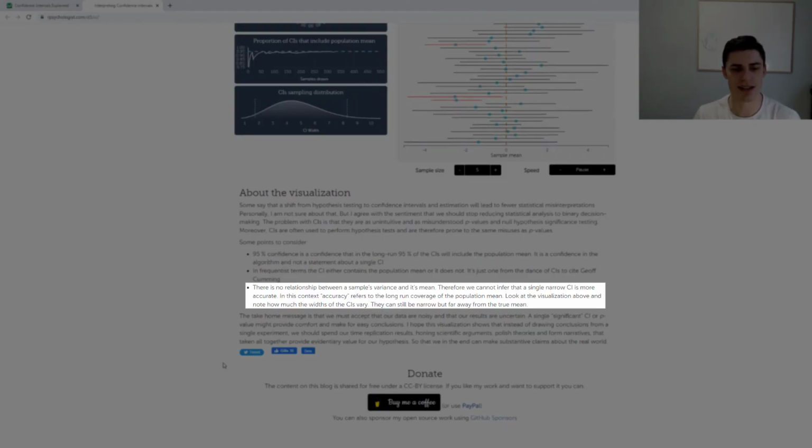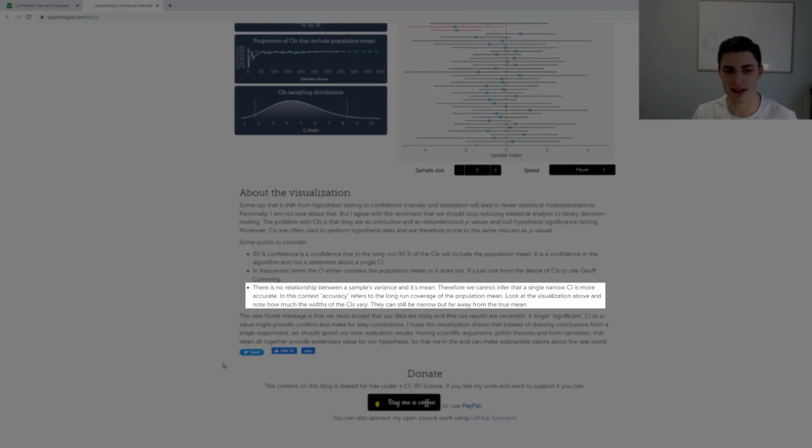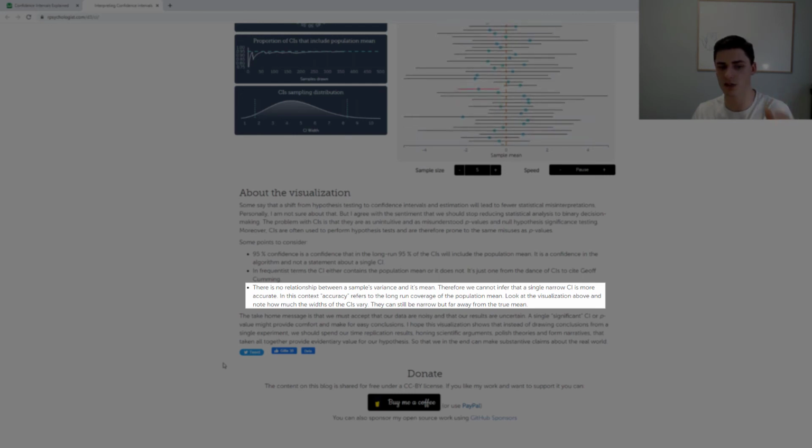The last point is that there is no relationship between a sample variance and its mean. Therefore, we cannot infer that a single narrow confidence interval is more accurate. In this context, accuracy refers to the long-term coverage of the population mean. Look at the visualization above and note how much the width of the confidence intervals can vary. They can still be narrow but far away from the true mean.